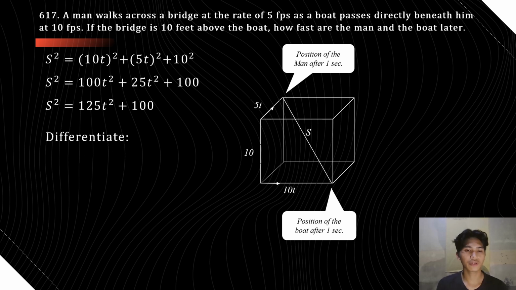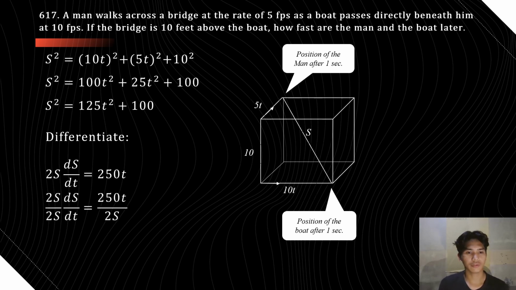Then we differentiate this function. So 2s times ds over dt is equal to 250t. Then, by dividing both sides by 2s, the 2s from the left side will be cancelled and the 2s from the right side will remain. So it can be written as ds over dt is equal to 250t over 2s.